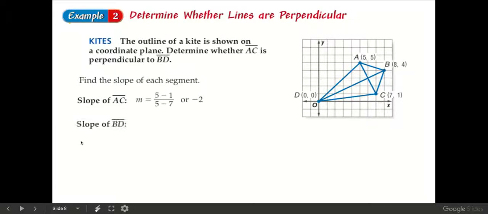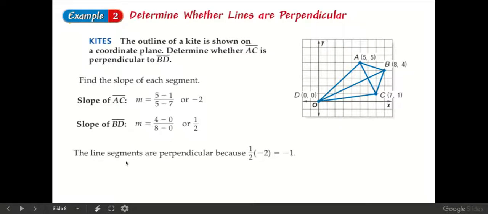So I'm going to find the slope of BD there. So I have my 2 points, my x and y coordinates. I'm going to use the slope formula, so subtract the y values over subtracting the x values, and that's going to give me 1/2, right? Because 4 minus 0 is 4, 8 minus 0 is 8, and 4 over 8 just reduces into 1 over 2, or 1/2.